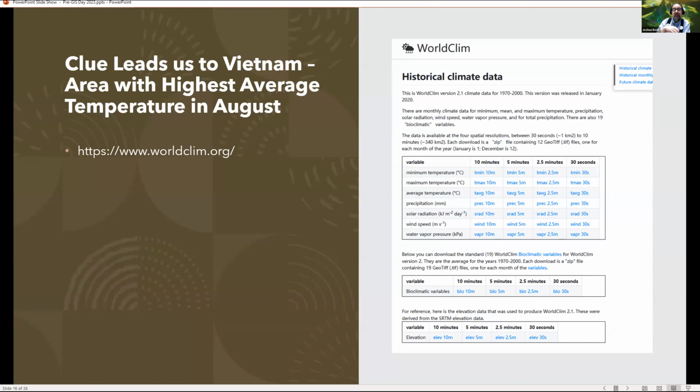That clue is leading us to Vietnam, and we want to find the area with the highest average temperature in August specifically. This is the WorldClim site. This is also free. Only the last site that I'll pull up is a proprietary ArcGIS site. This is at worldclim.org. At one point, it was managed by Berkeley University, but I think it's split off onto their own now. And so we can see for the historic data from 1970 to 2000, they have temperature, precipitation, solar radiation, wind speed, water vapor, a good amount of bioclimatic variables, as well as elevation.